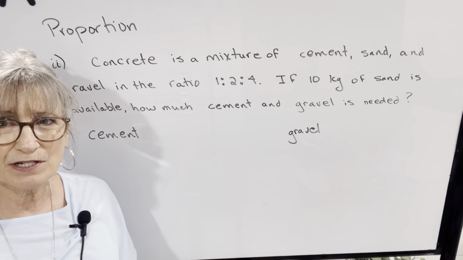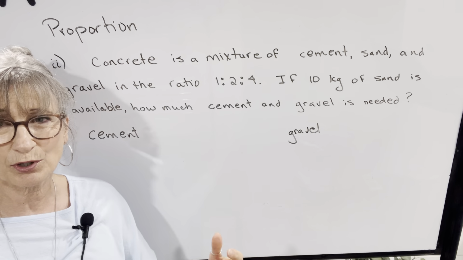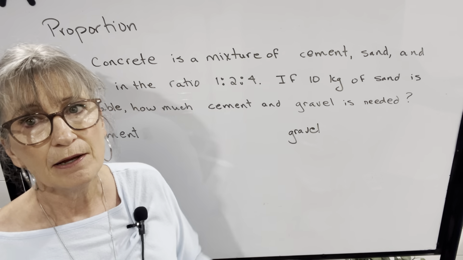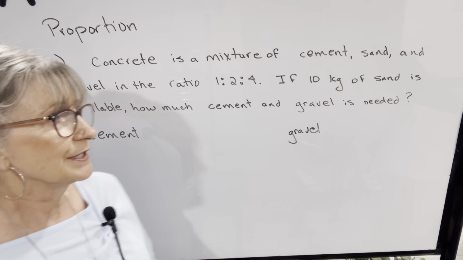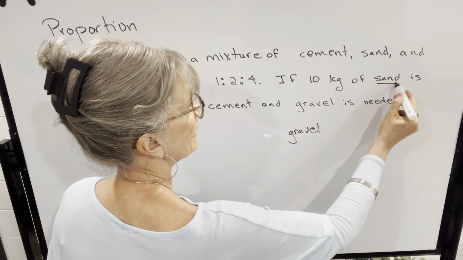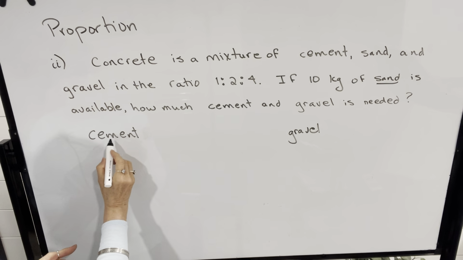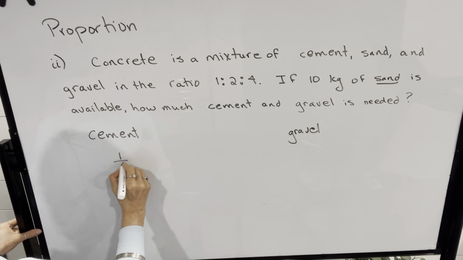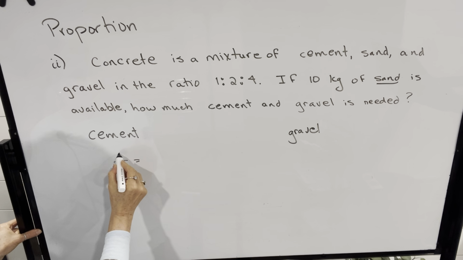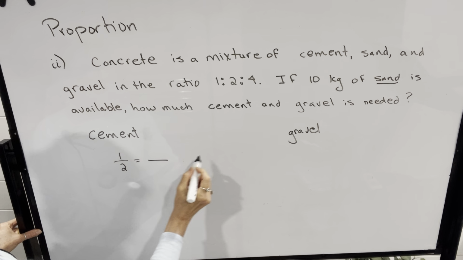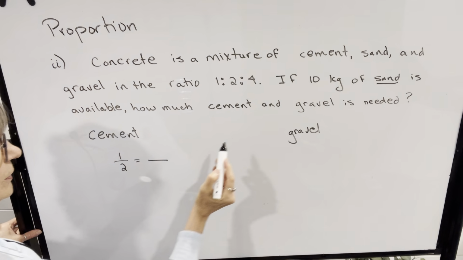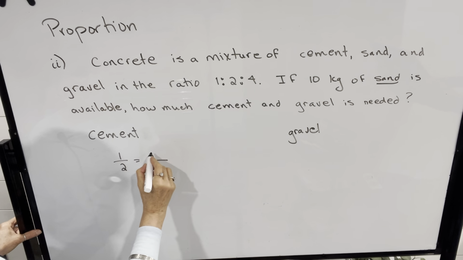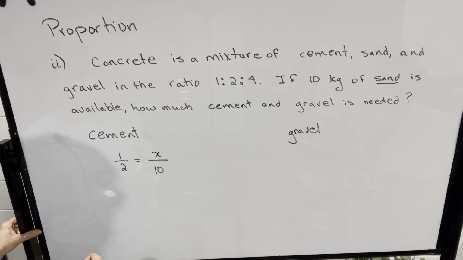I think the easiest way to solve this is to split this up into 2 separate questions and calculate cement separate from gravel by using 2 different proportions. So the thing that I know is sand. And so if I'm talking about the ratio of cement to sand, it would be a ratio of 1 to 2. Remember, it's cement to sand. So if I look at how much sand is available, 10 kilograms, that needs to go in the denominator because it's cement to sand. The amount of cement I want to find is unknown.